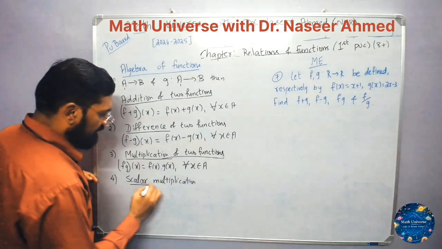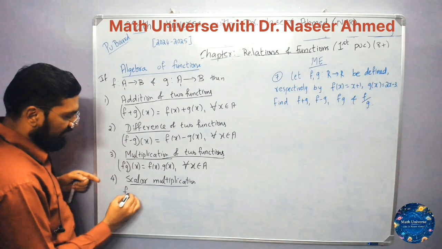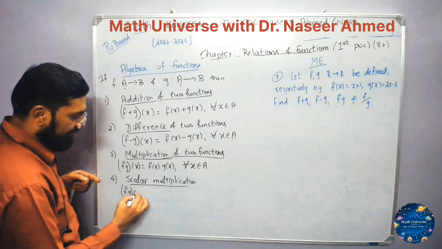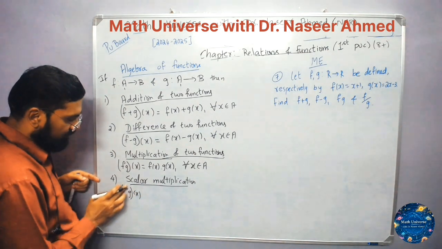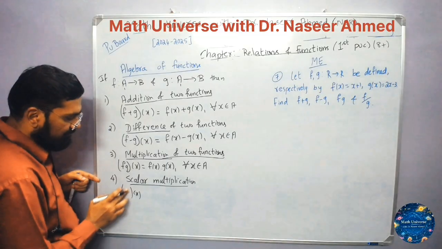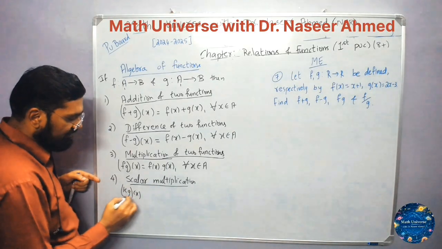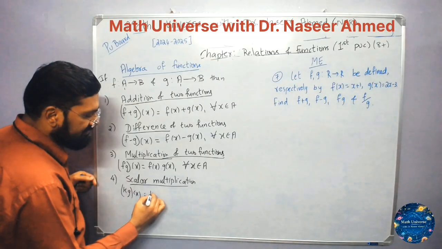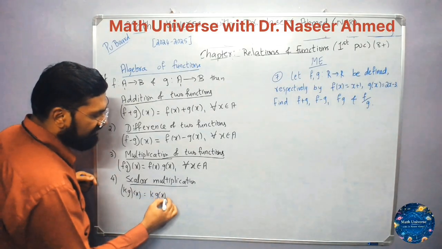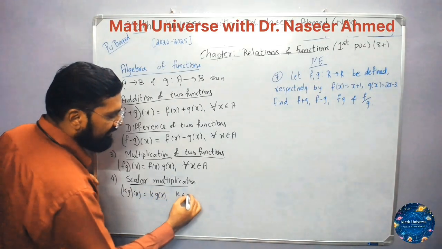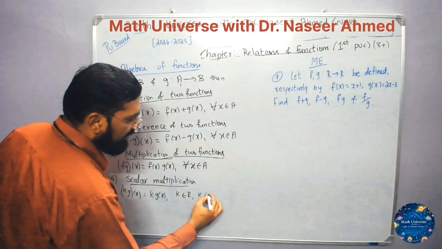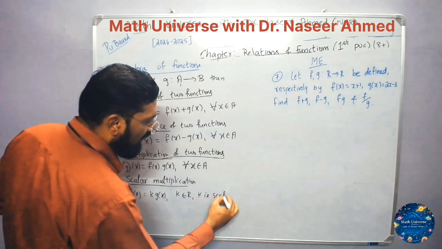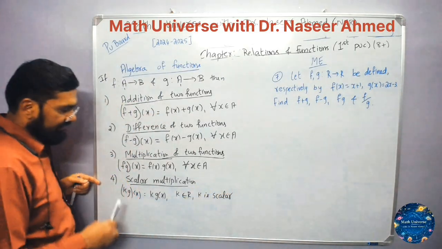So scalar multiplication, f and g multiplied. Okay, here I said scalar, so one should be a number. So, k into g. In place of f, it is k. K is any scalar. So k times g of x, where k is any real number and a constant scalar. Now try to understand here.